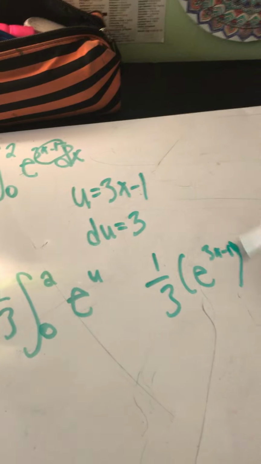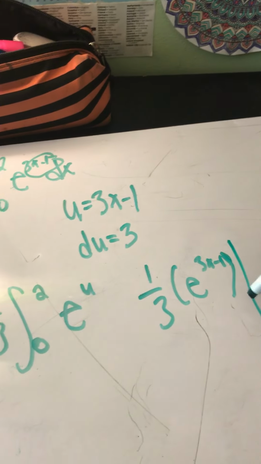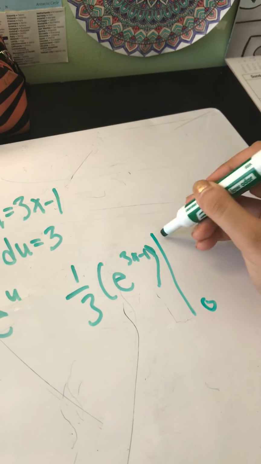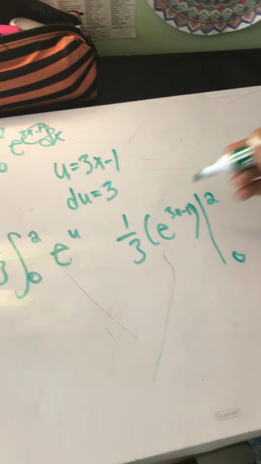So your integral is 1/3, from 0 to 2, of e to the u. And the derivative of e to the u is just e to the u, so you get 1/3 e to the 3x minus 1. So we're done with integrating. That's our integration, that's our answer. But now we have to do the definite part of it, so you get 0 to 2. Now you're just going to plug 2 in, and let's just put the 1/3 all the way out there.